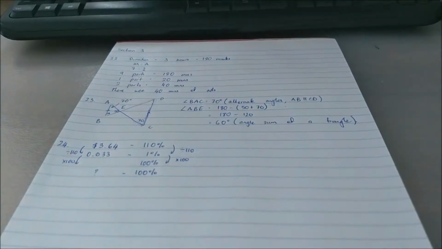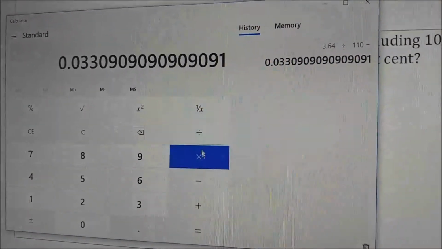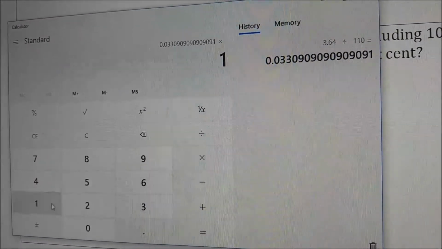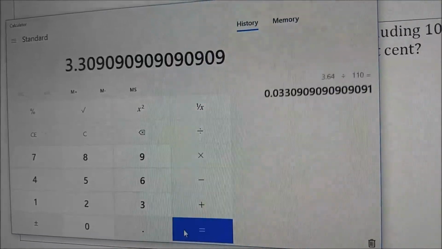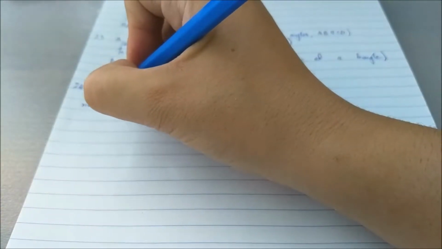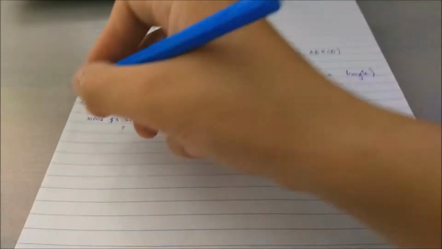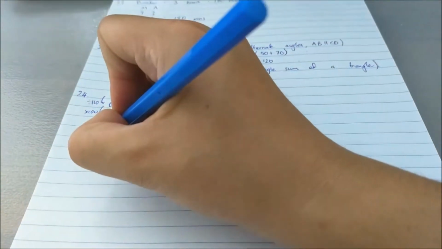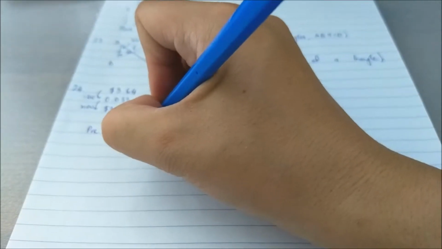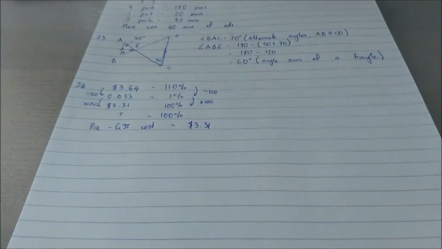I've left that value in my calculator, so I just use the calculator on my computer. That's what I got. I'm just going to multiply it by 100. I don't want to round off yet. So that's what I got. It'll be $3.31. Okay, so what is the cost of the folder? So I can just write the pre-GST cost, just a nice concluding sentence.